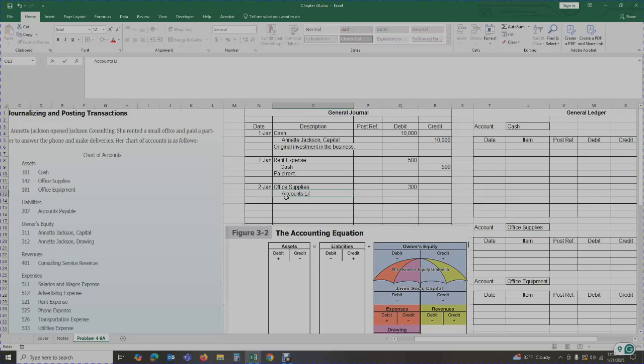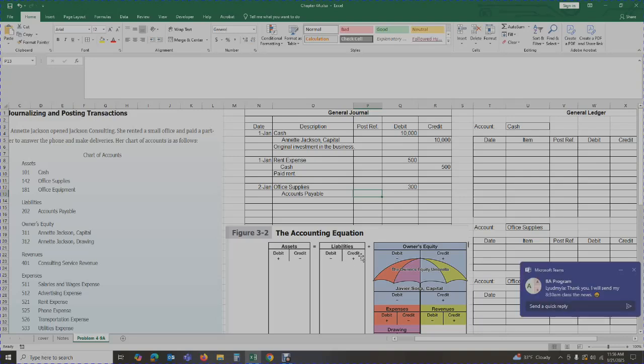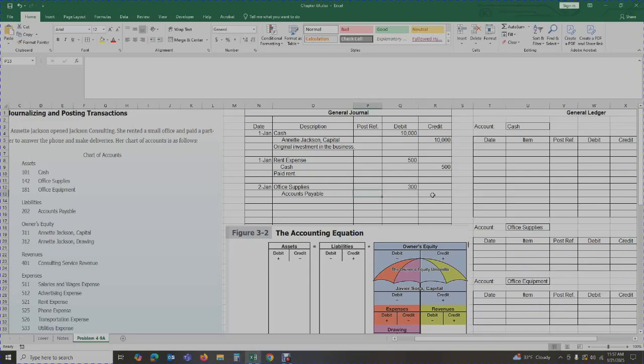So my accounts payable is a liability. My office supplies increased, which is an asset with a debit. My liabilities, which is my debt, also increased. Your debt has gone up. You owe more money. So your liabilities increased with a credit. So I've got a liability with a credit.